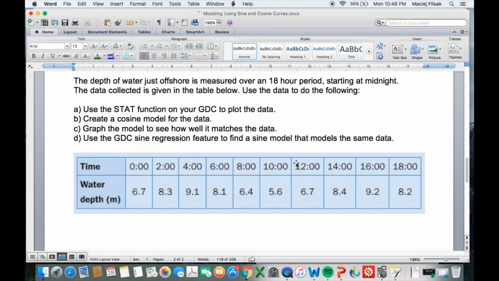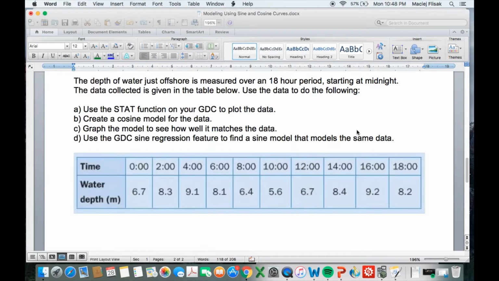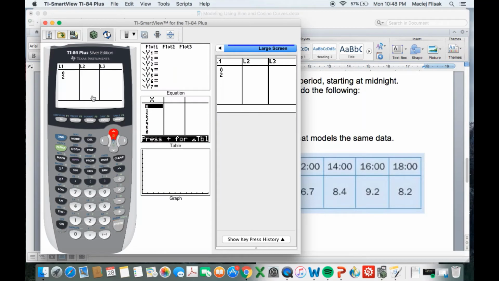These are going to be my x values. The independent variable is the time. So it's going to be 0, 2, 4, 6, and so on. 0, enter, 2, enter, 4. Okay, I think I got all the values. Okay, now I'm going to go to my other list.